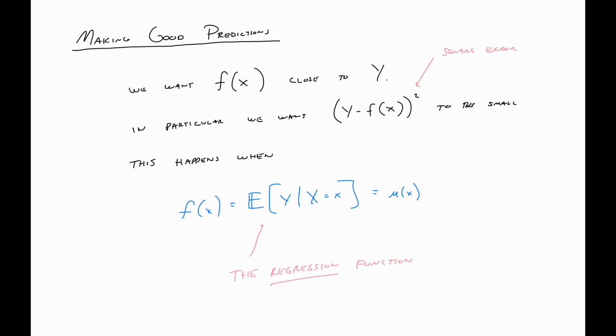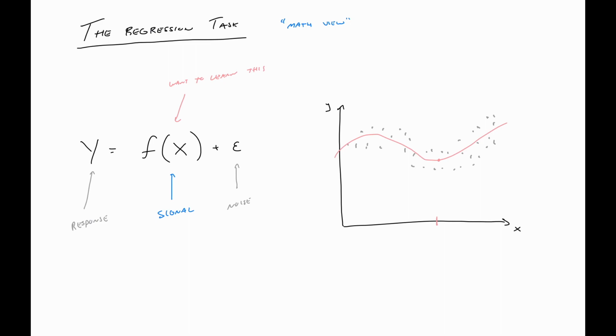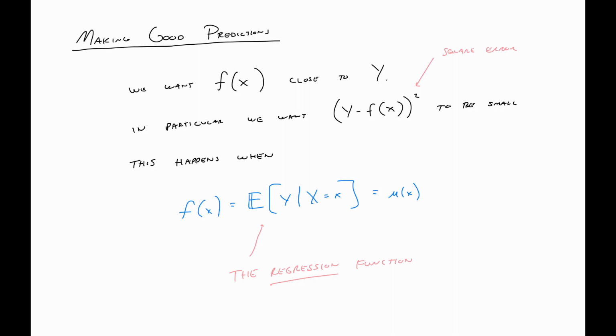If we had a different closeness metric like absolute deviation, we would end up with a different regression function. In that case, the conditional median, but maybe more on that on a different day. But this is the thing that we want to learn. So in the previous slide, when I had the blue curve here, that's the thing we want to learn. And then this pink curve is our attempt to do that. That'll require some explaining, I think.